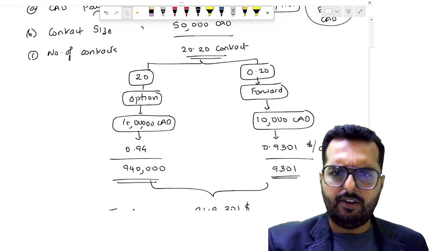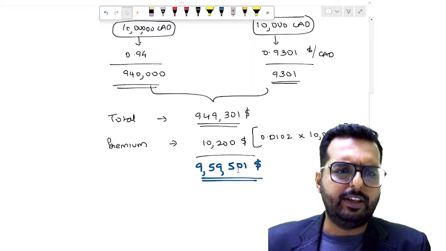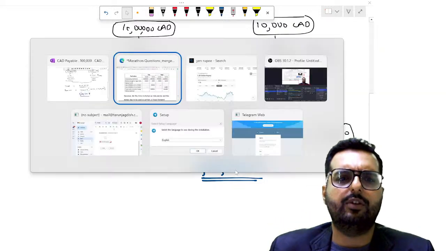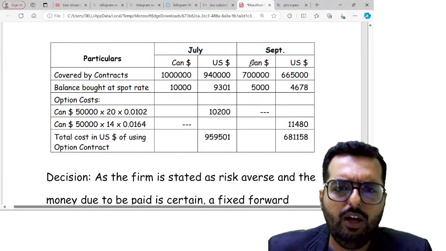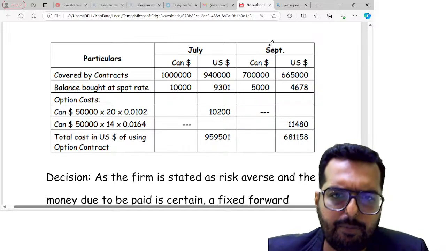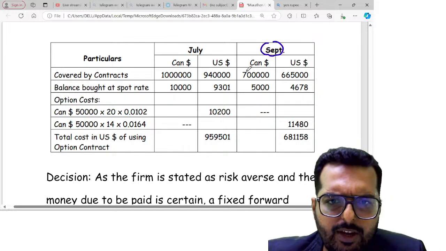Yes, friends, are you all done writing this in your books now? Okay, so exactly in the same way, you have to work out the part for September now. That part, can you do it yourself? I'll just show you over here.